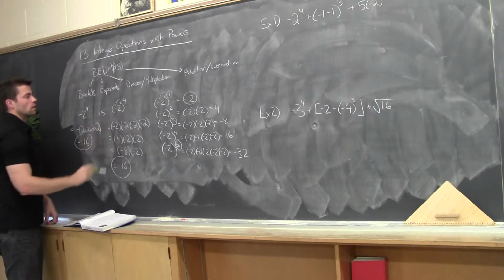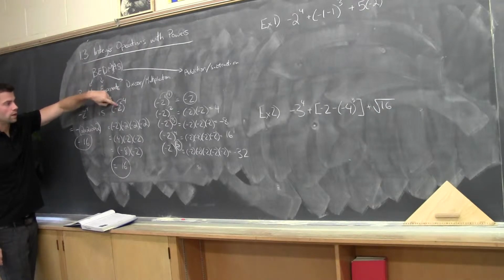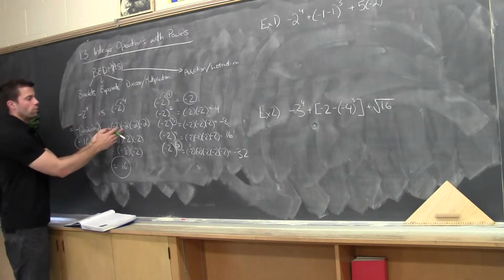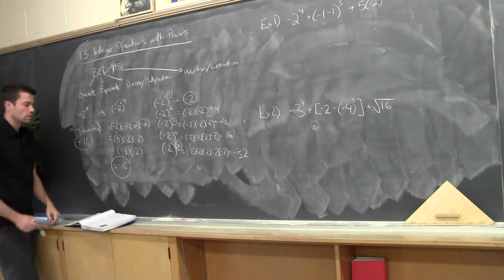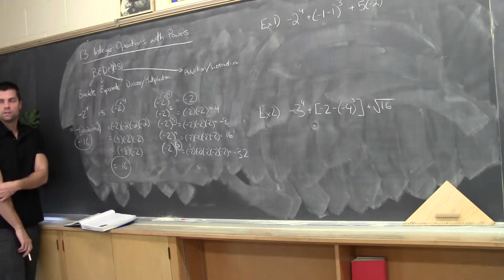Whereas in this particular case, the negative 2 is in brackets, so this exponent applies to both the negative sign and the 2, so they both need to stay in brackets. Okay, so we end up with two very different answers, negative 16 versus 16.